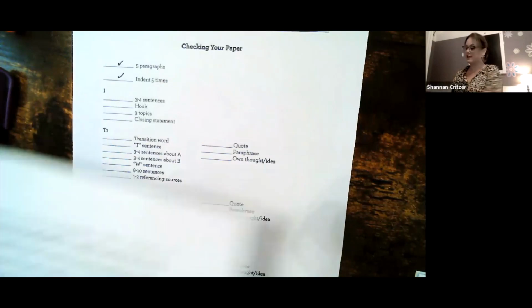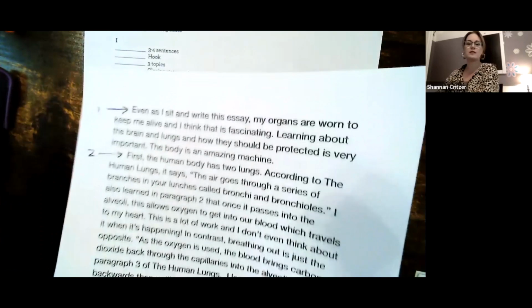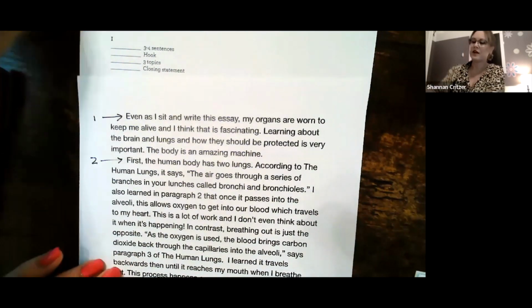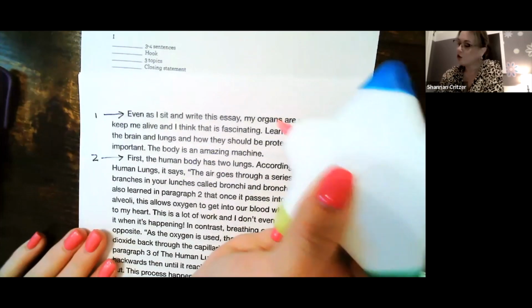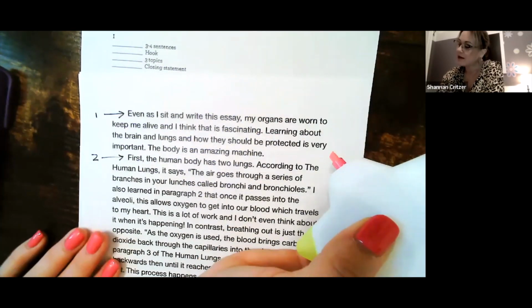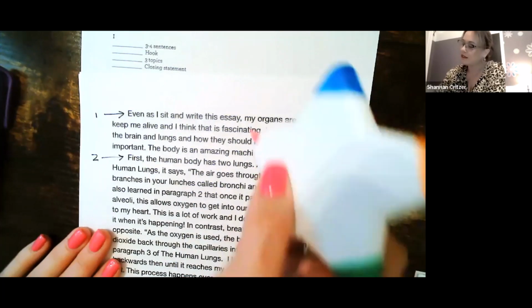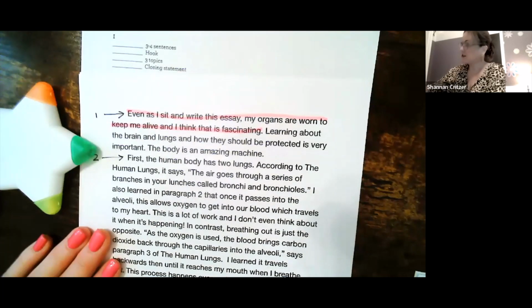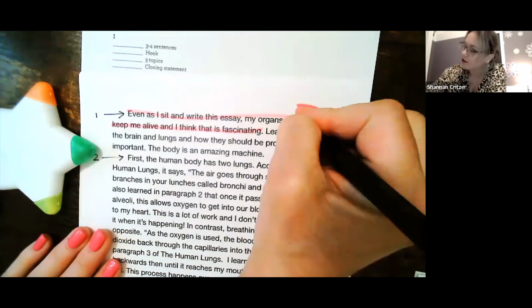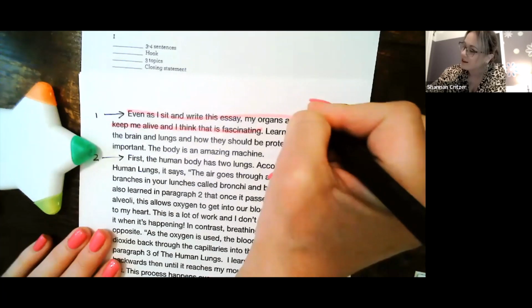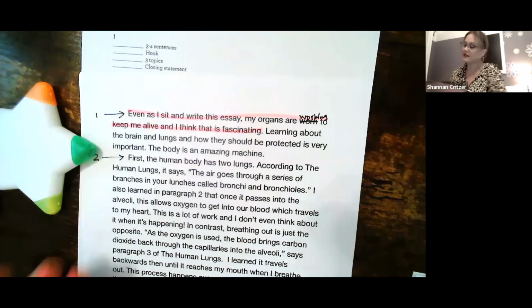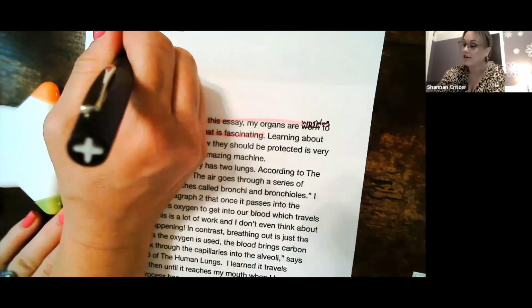So I'm going to look right here. Let's see if I can scoot this up and have this at the same time. I can. So here we go. All right, let's see. Our hook was, even as I sit and write this essay, my organs are, I made a mistake. I knew I was going to, and I checked it too. Boys and girls, that would again be why you were editing and checking as you finish your essay, as you are working. Even as I sit and write this essay, my organs are working to keep me alive, and I think that is fascinating. So look right here, I have a hook.